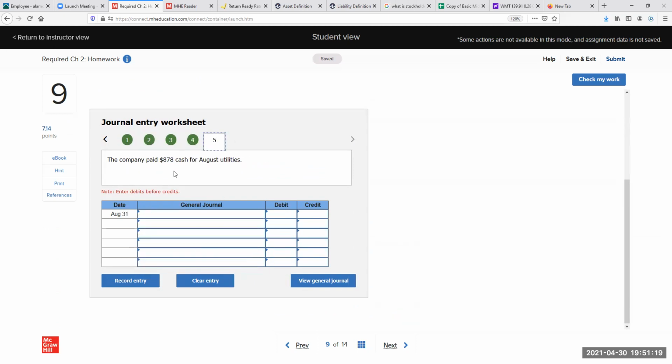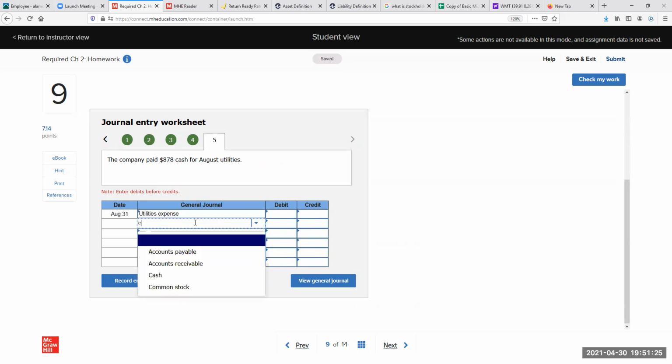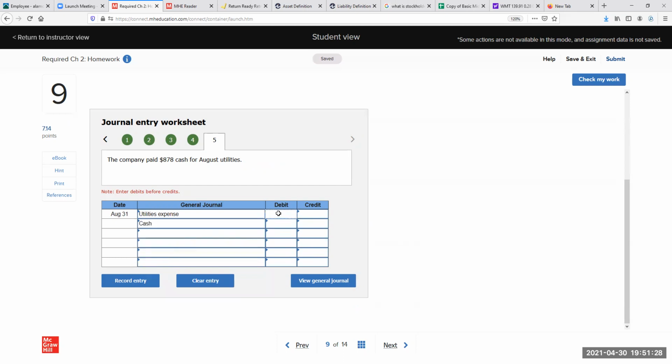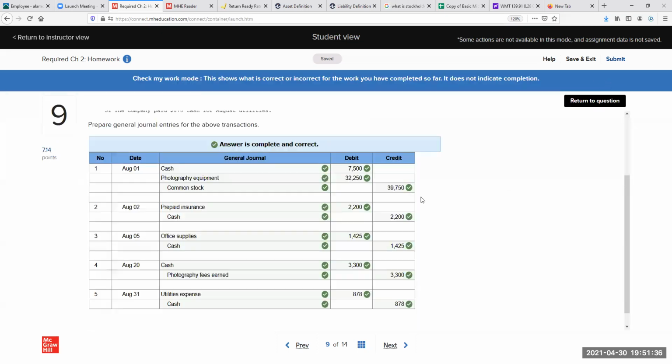And the last one, you paid cash. So what's happening to cash? Cash is going down, so cash goes down on the right side. There you go. And let's check our work.